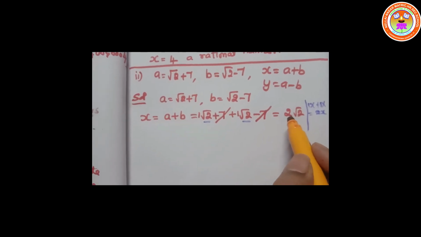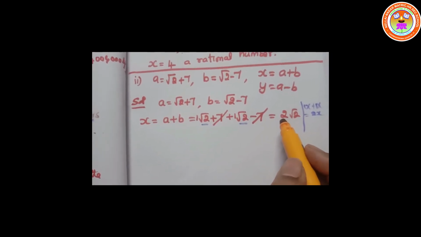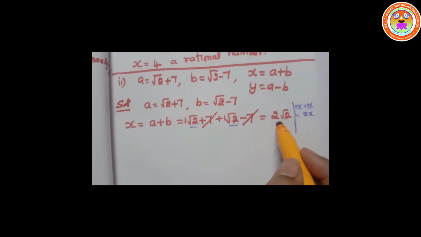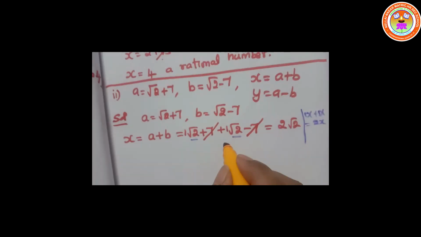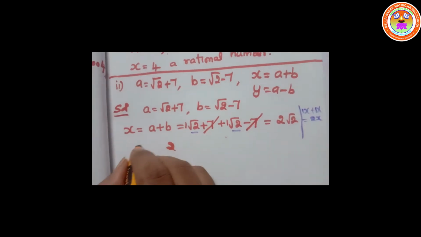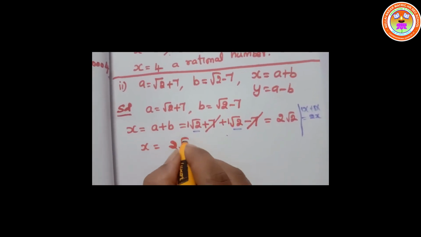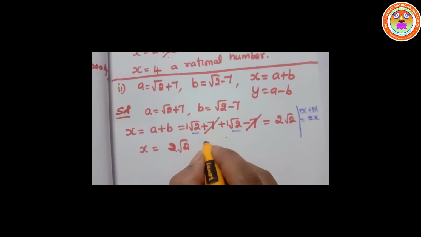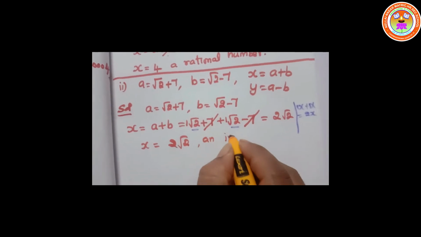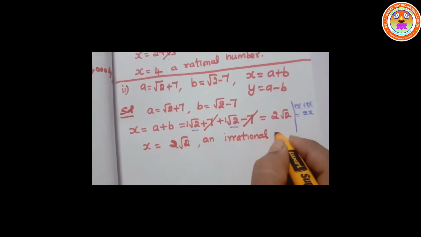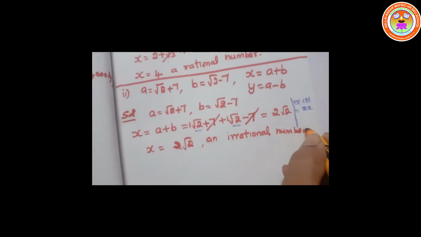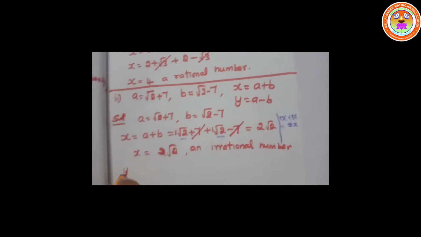2 root 2. So 2 root 2 is what number? x is equal to 2 root 2, so it is an irrational number. Irrational number.